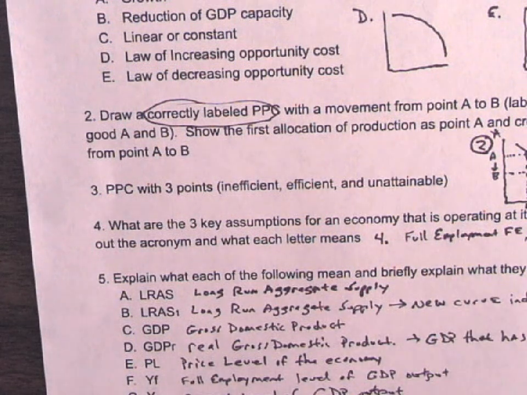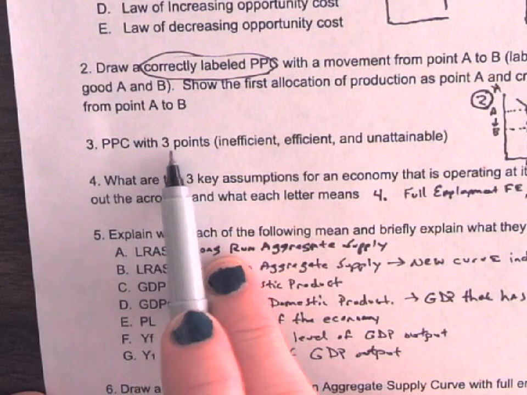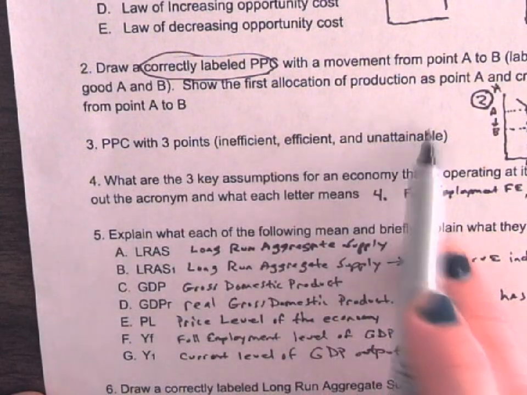If you don't have all your labels and arrows on there, if you put GDP instead of GDP with the little R, your whole graph is wrong. Sorry, I know, but that's how it is. All right, PPC with 3 points: inefficient, efficient, and unattainable.